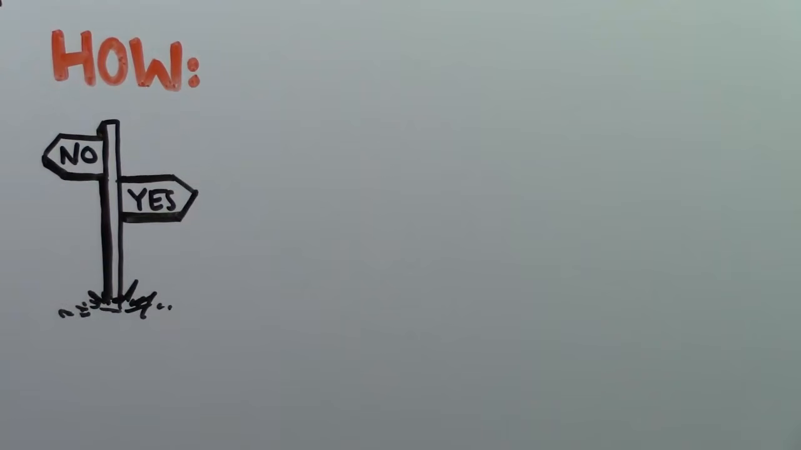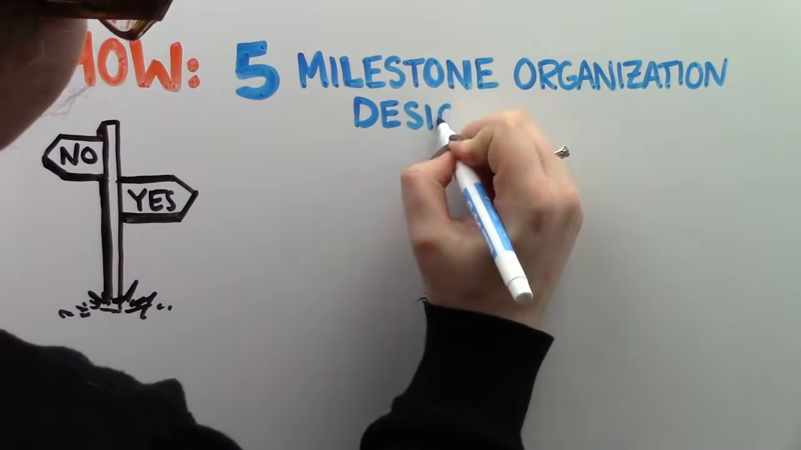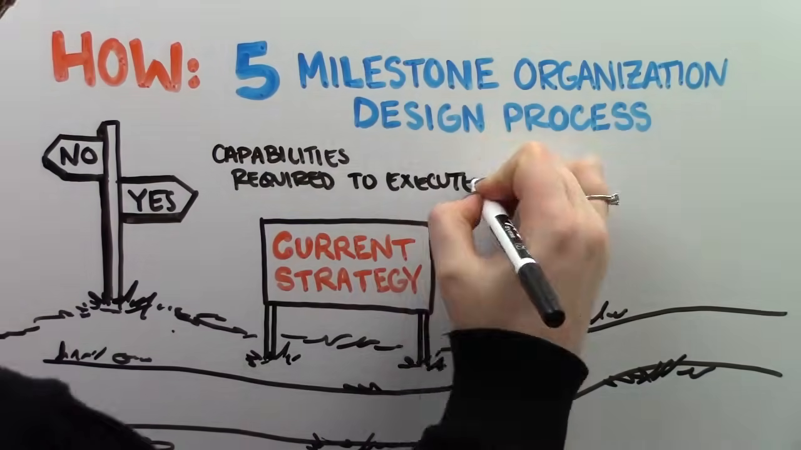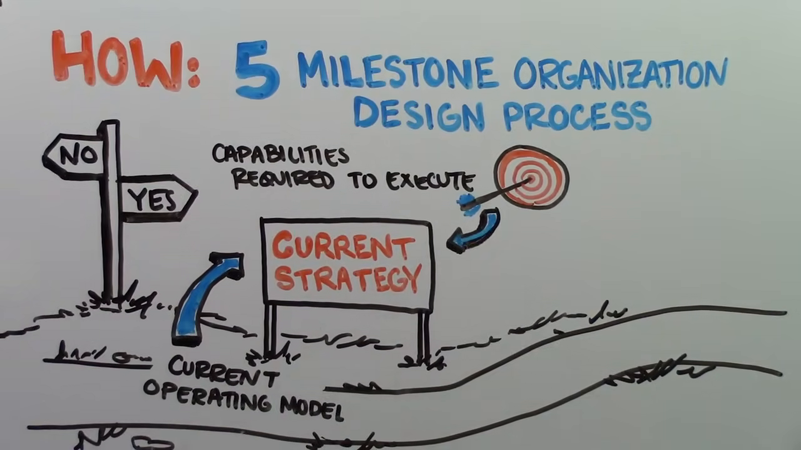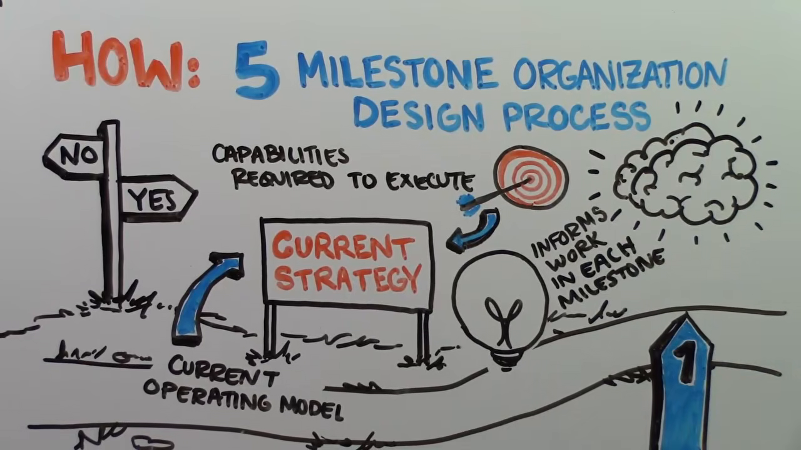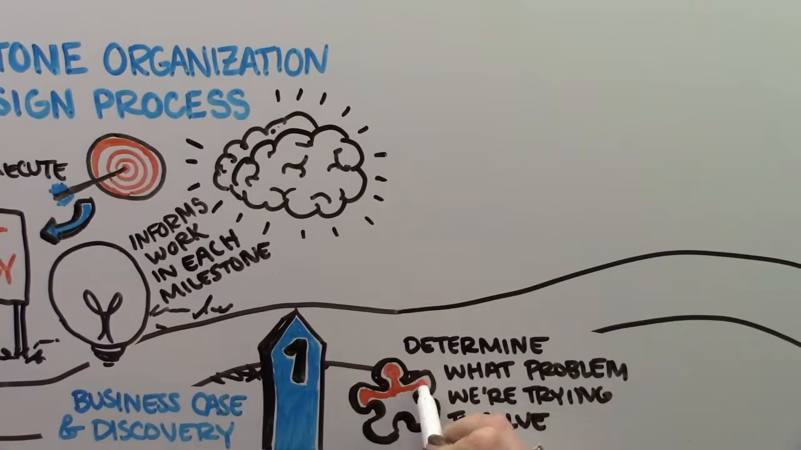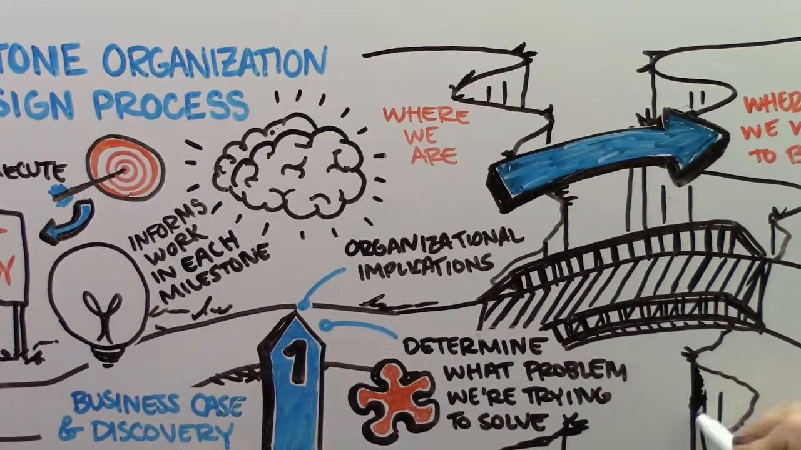At Cates Kessler, we use the 5 Milestone Organization Design Process. We begin by understanding the current strategy, the capabilities required to execute the strategy, and the current operating model. This knowledge then informs work in each of the 5 milestones. In Milestone 1, Business Case and Discovery, we determine what problem we're trying to solve, the organizational implications of the strategy, and the gap between where we are and where we're trying to get to.